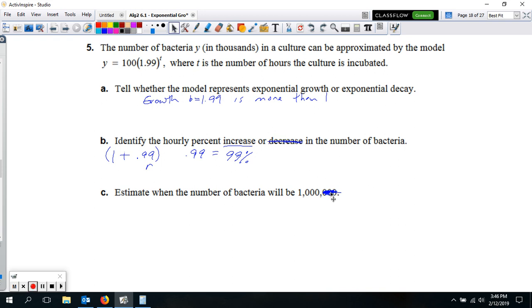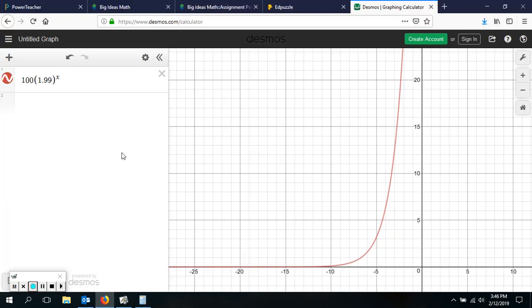We're just going to look at 1,000 here, because we're going to go to the Desmos calculator and check this out. So I'm going to type in 100 and then the parentheses 1.99, and I'm going to put T up here. You can just say X though. I'm going to put X instead of T because X is on the calculator. So here it is. There's my 100, my parentheses 1.99, and then my X is up here on top.